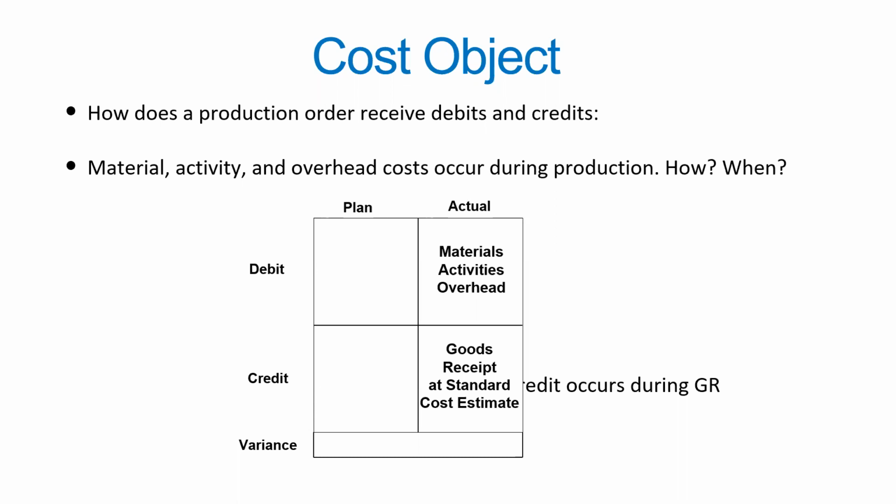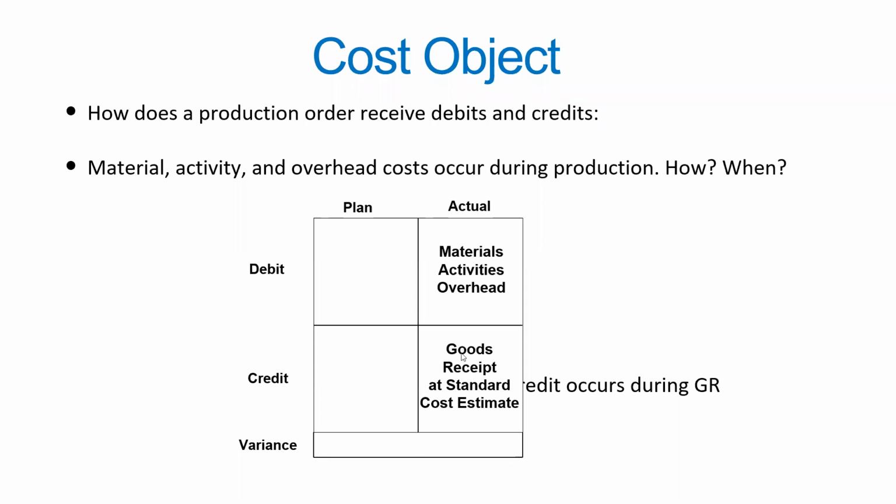Materials, activities, and overheads. And it's crucial that you remember those as the basic cost components that come up all the time in product costing. You need to remember that. And they debit the production order on the actual side.